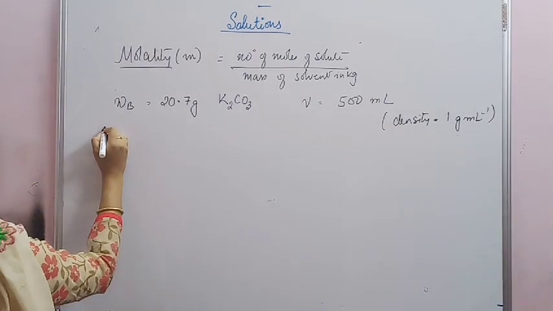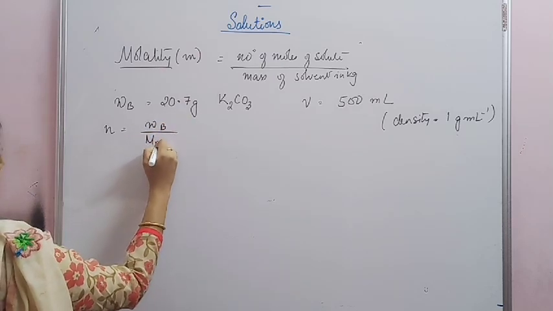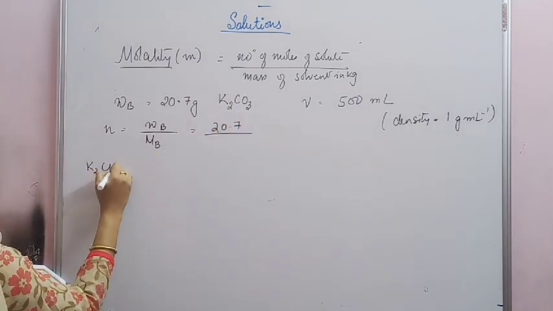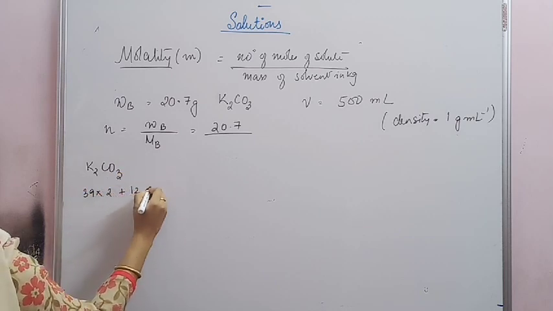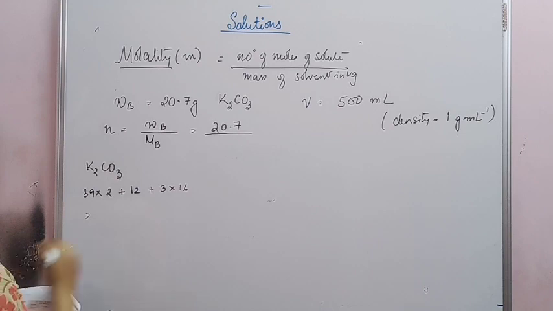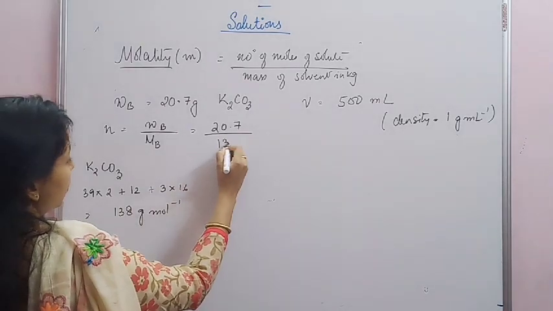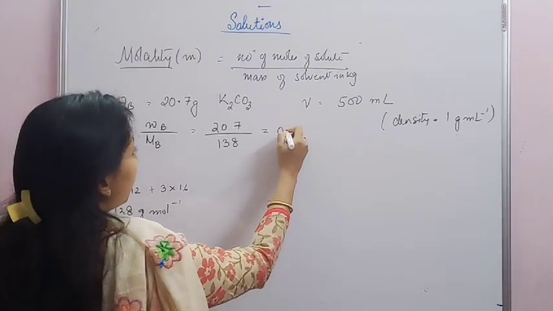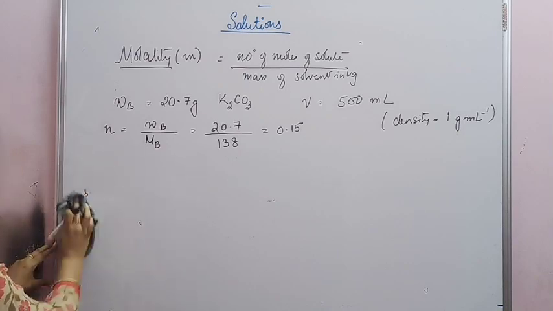So first task, we need to find the number of moles. Number of moles is given mass by molar mass. So that is 20.7 divided by K2CO3. Potassium is 39 into 2 plus carbon is 12 plus 3 into 16. This comes to 138 gram per mole. Okay, so I'll have to divide this. If you calculate this, this will come to 0.15. Okay, so we have got the number of moles.